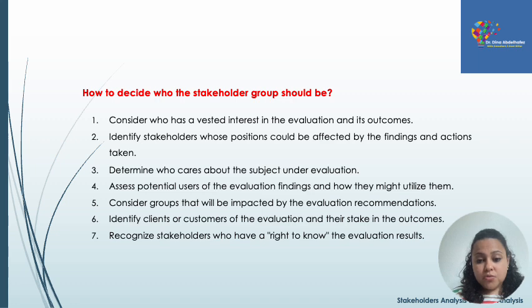Determine who cares about the subject under evaluation. Assess the potential users of the evaluation findings and how they might utilize them. For example, if the donor will use the information collected from your evaluation process and build another project accordingly, you should definitely include the donors in the process of monitoring and evaluation. Consider groups that will be impacted by the evaluation recommendations. The beneficiaries can be people who are directly impacted by the results of this evaluation, because you will develop something better for them or you will develop a new project for them.